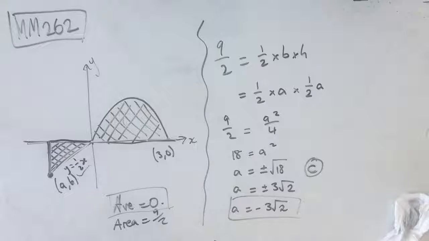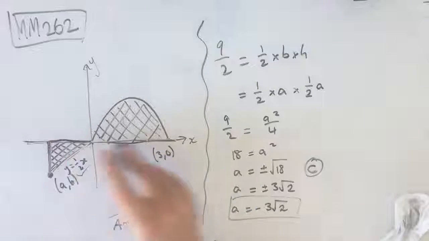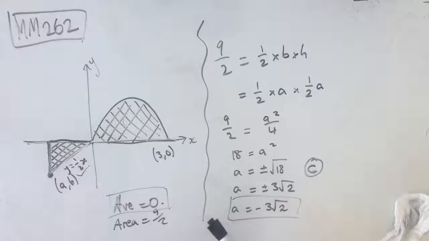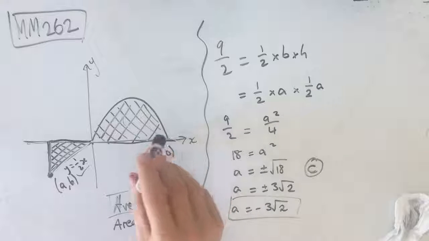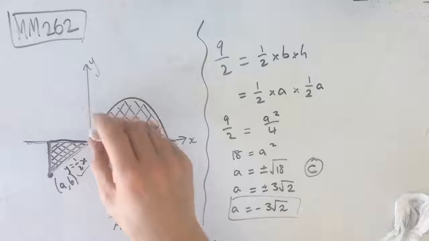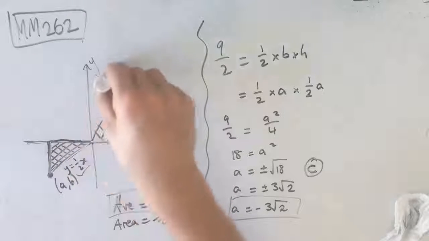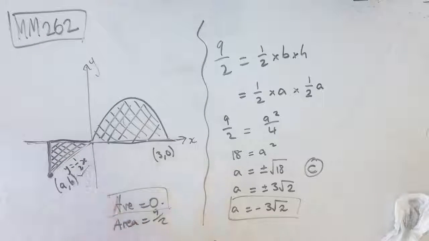Please hit me up in the comments if you have any questions about this. I think the average value equals 0 is probably the biggest sticking point here. But just remember, the average value tells you that the area under the graph on either side of the average value is the same.